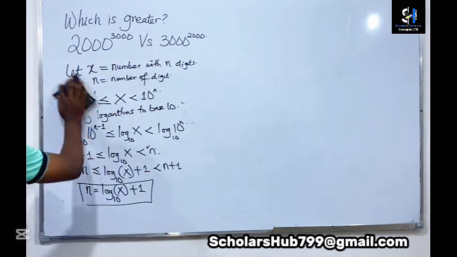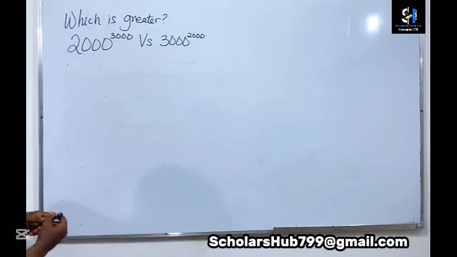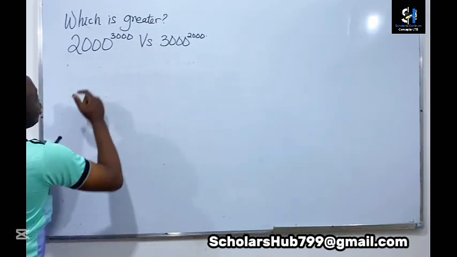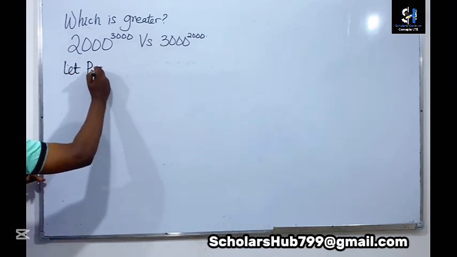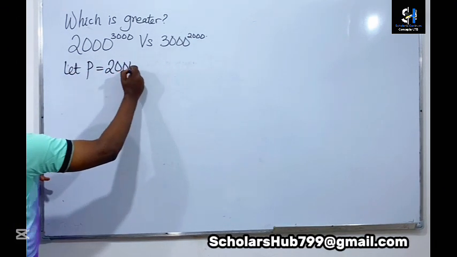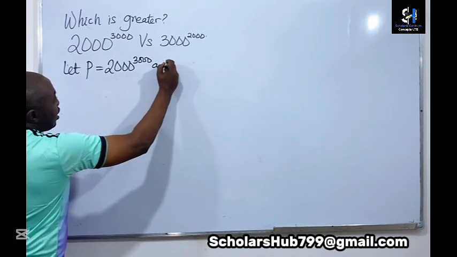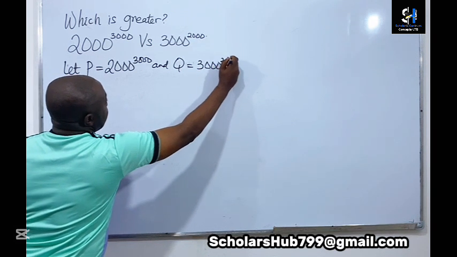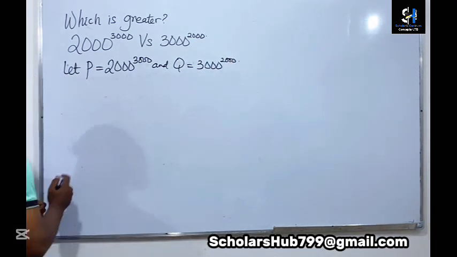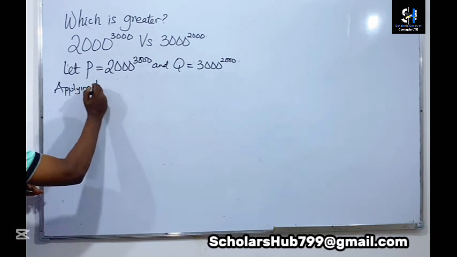Now let's start. What I'll do first is represent each number with a letter. Let P equal 2000 raised to the power of 3000 and Q equal 3000 raised to the power of 2000. Then we can apply the formula.